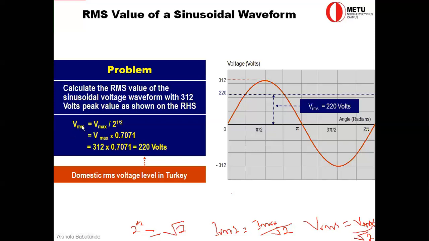That's why they call it voltage peak, or peak voltage, or the peak value of the voltage. Then V RMS will be equal to V max, like we said, divided by square root of 2. So that will be equal to V max times 0.7071. 1 over square root of 2 is 0.707, by the way. So you have V max times this, and that gives you 220 volts. Where is 220 volts on this graph? This is where it is on the graph.